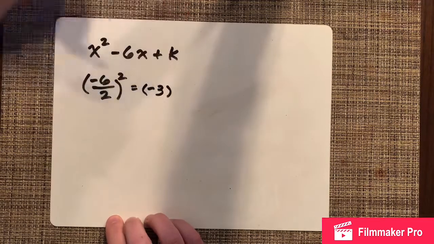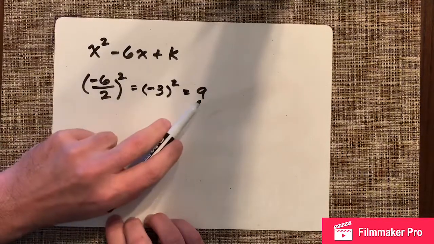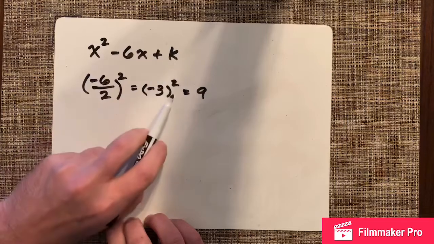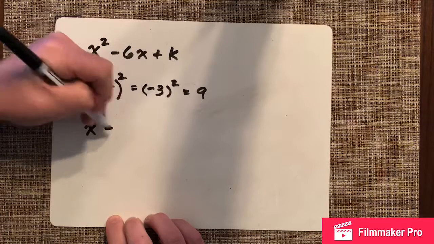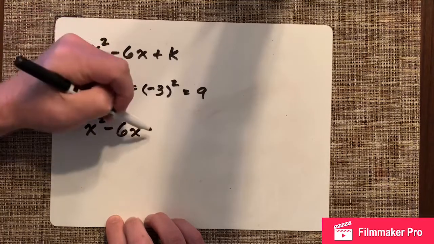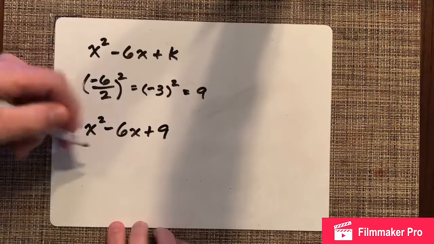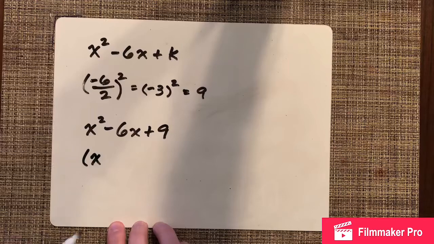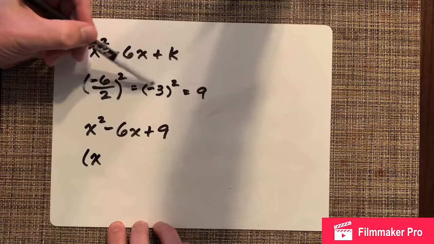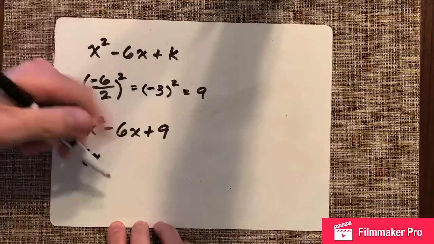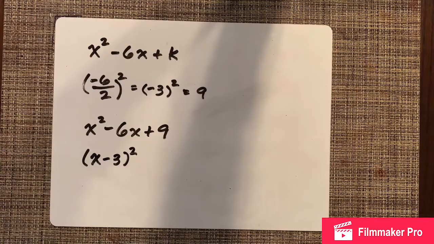And notice how I use parentheses. Negative 3 squared is positive 9. Notice that's positive. The k value is always going to be positive because you're squaring it. So our perfect square is x squared minus 6x plus 9. If we want to write that as a perfect square, it's going to be x, and what would be the number that comes after x right here? If you remember, it's this guy right there, the negative 3. So x minus 3 squared is the perfect square. And that's how it works.